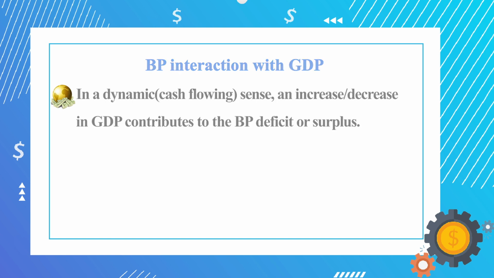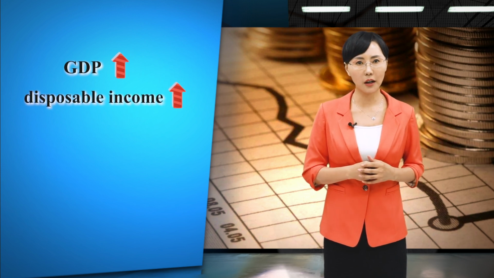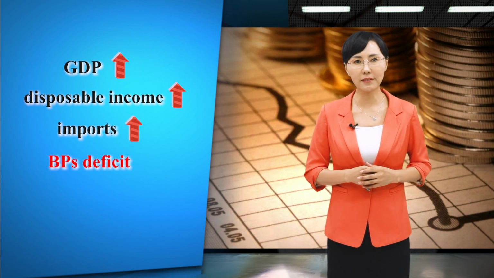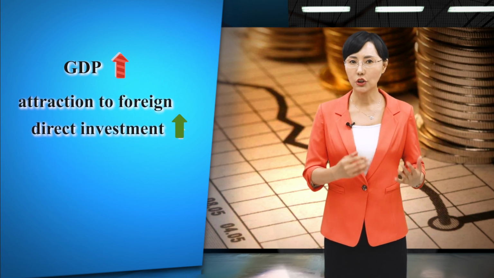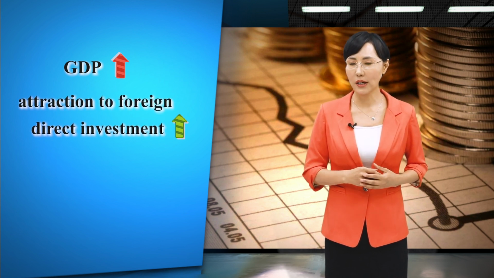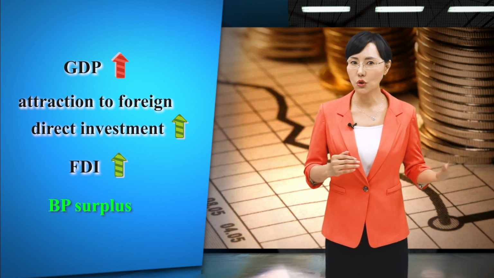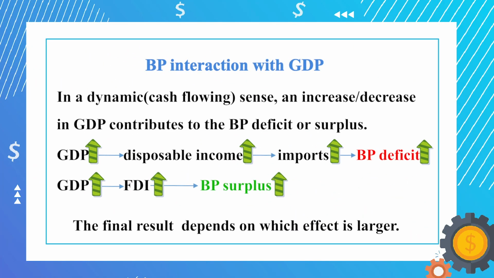In a dynamic sense, it's not certain that an increase in GDP contributes to a balance of payments surplus or deficit. As GDP grows, so does disposable income, which leads to more imports and BP deficit. At the same time, as GDP grows, attraction to foreign direct investment will be enhanced. More FDI leads to BP surplus. The final result, whether BP is in deficit or surplus, depends on which effect is larger.